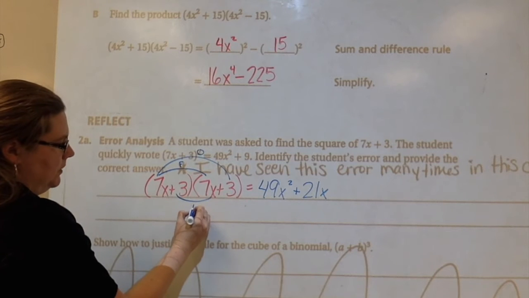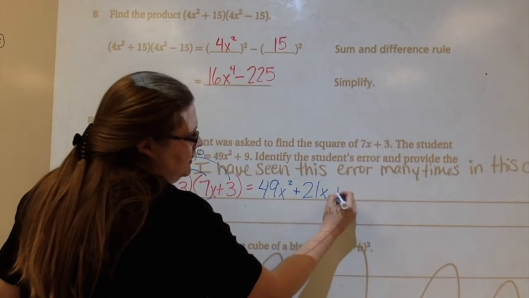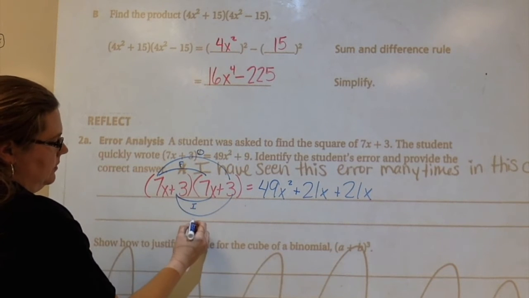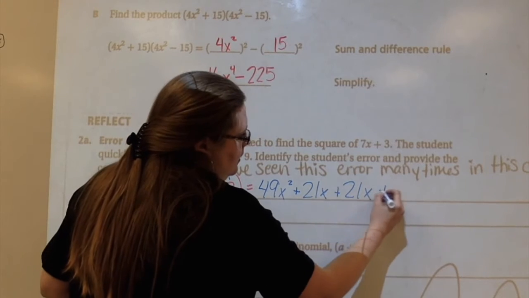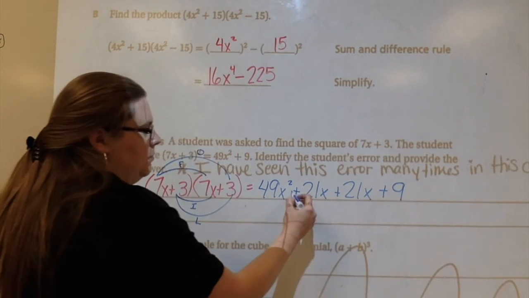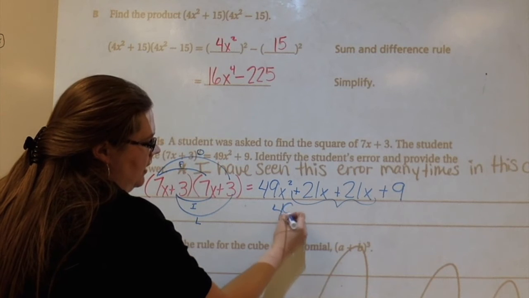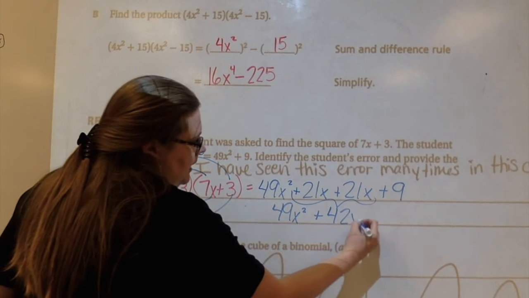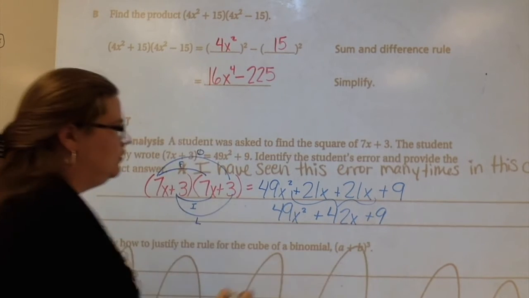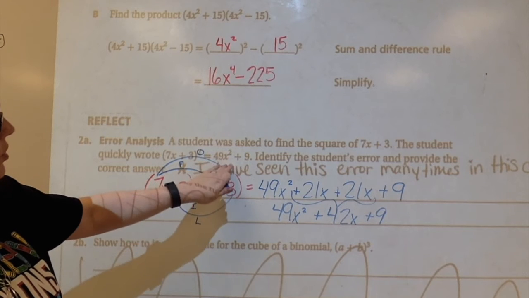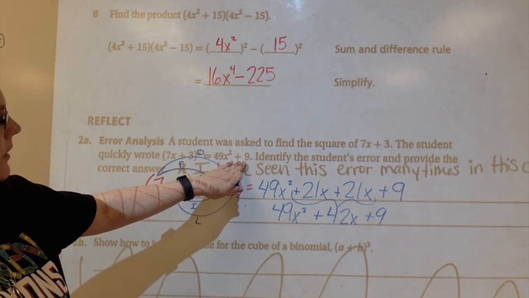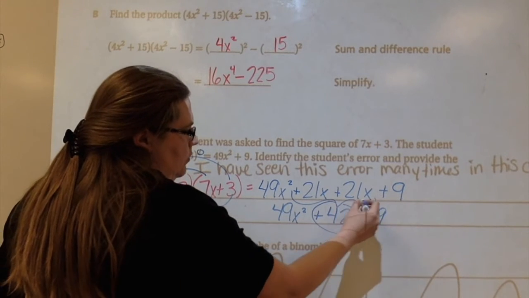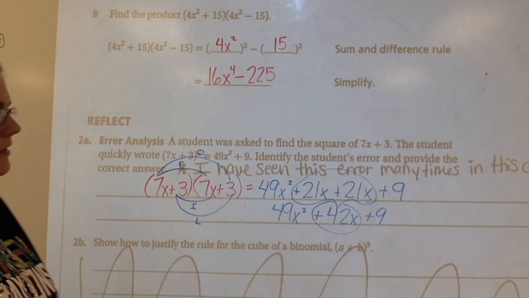Your inner terms multiplied together, 3 times 7x is 21x. And your last terms, 3 times 3 is 9. So when you simplify this, you get 49x squared, combining your like terms, plus 42x, and then plus 9. So what did he miss when he just went straight to 49x squared plus 9? Well, he missed his outer and his inner terms. He missed this piece, which came from this piece, or those pieces.